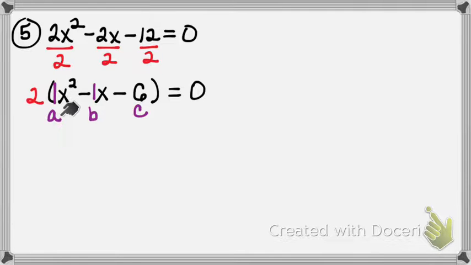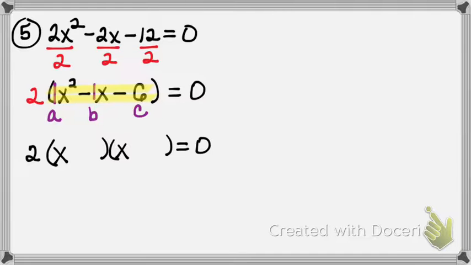All right, so because A is 1, it has to be a positive 1. This A, the number in front of x squared, has to be positive 1. And it is, so we can do a shortcut. So we can put our 2 in the front, make your parentheses, put an x in front. So what we're doing is factoring this down.